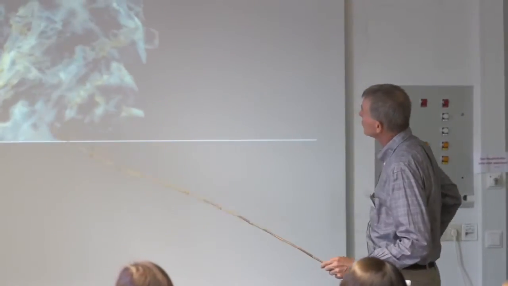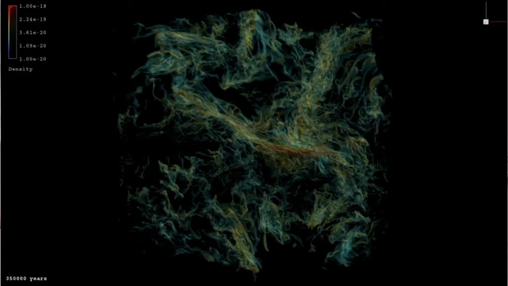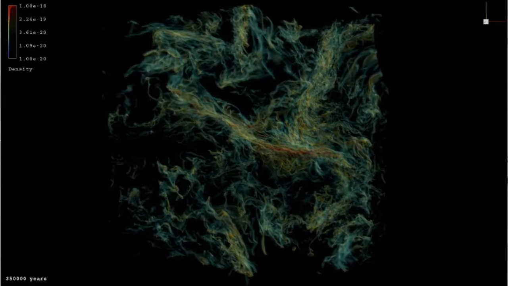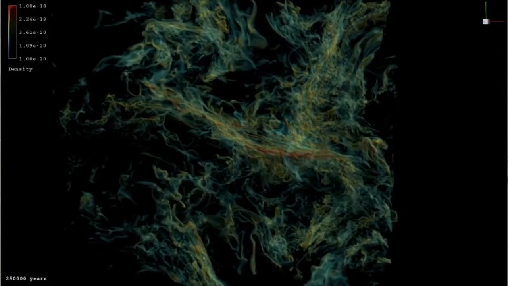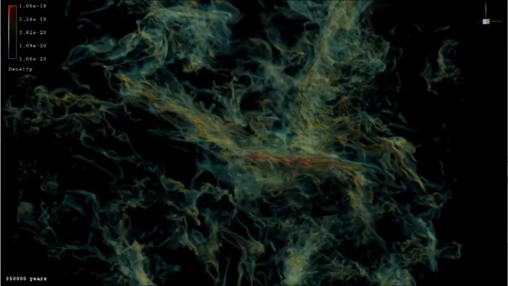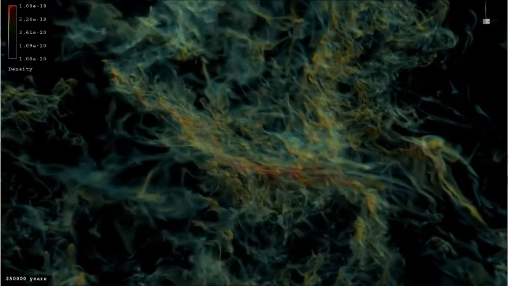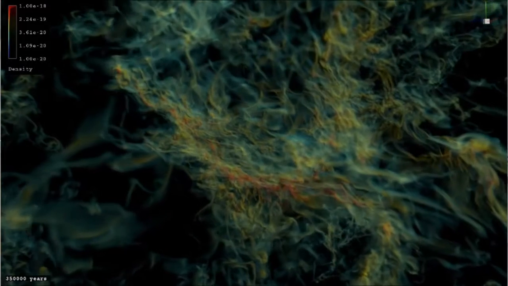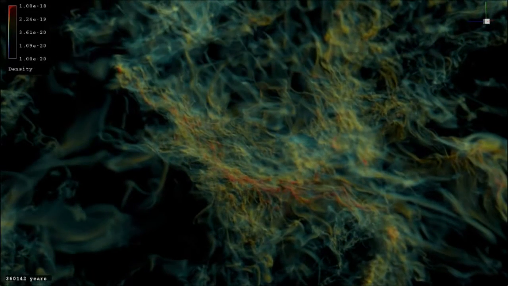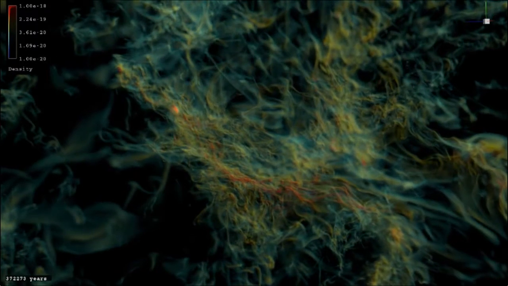So here it is. Yeah, I guess you can see that. It's twisting around. It hasn't evolved yet. Here's the time. It hasn't started ticking the clock yet. Red is denser. You can see this dense spine in the middle. Now it's moving. Here's some star formation with little explosions.